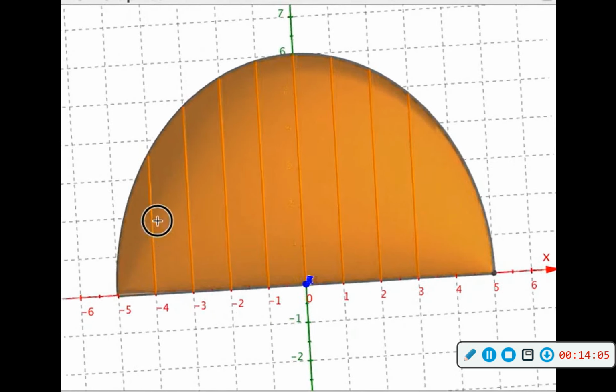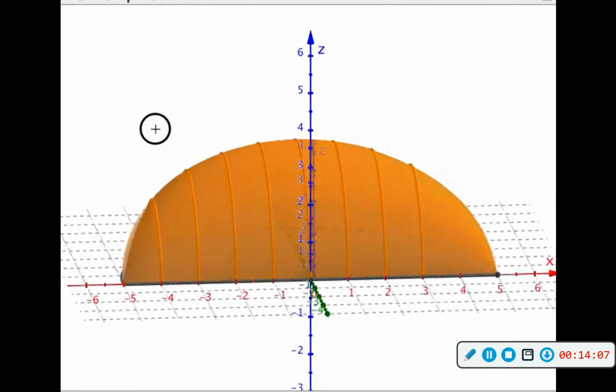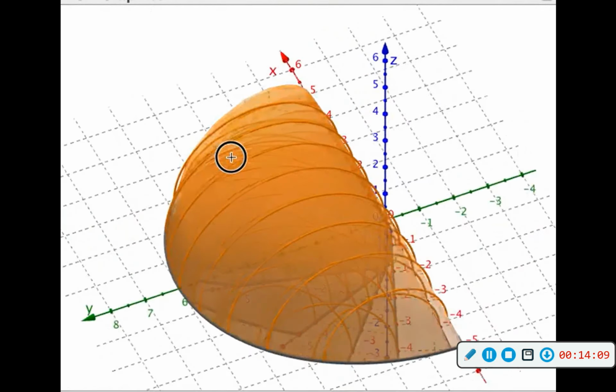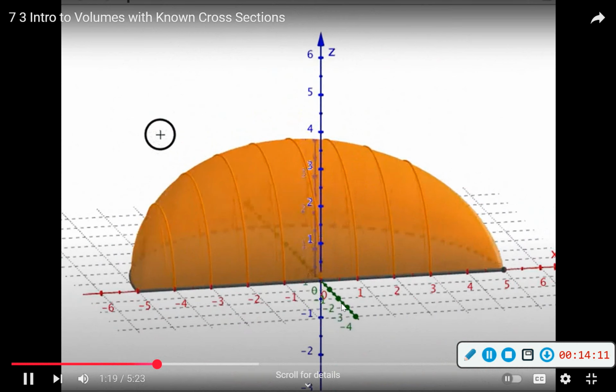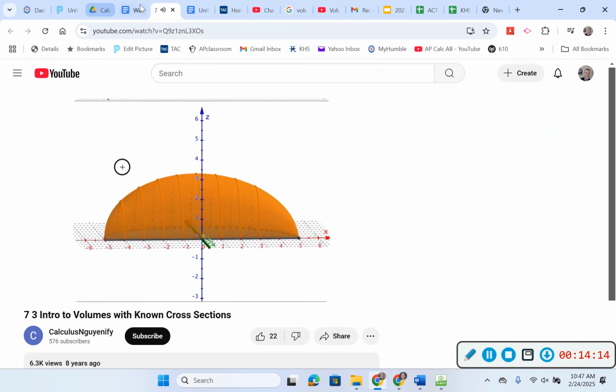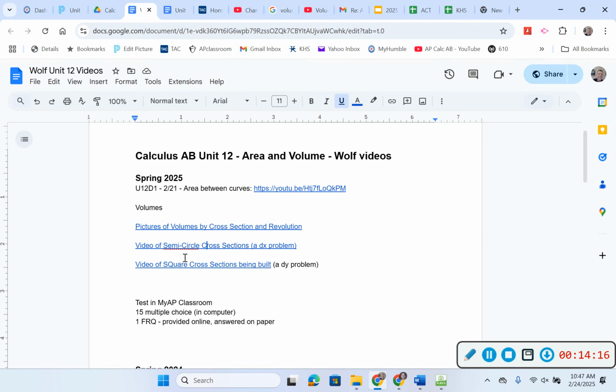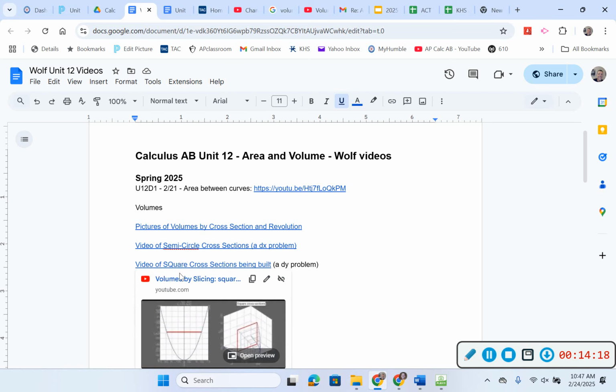Oh, that's not even a circle, that's an ellipse. So he's trying to just visualize what that shape looks like. Kind of interesting. And then there's one more video, square cross sections being built.